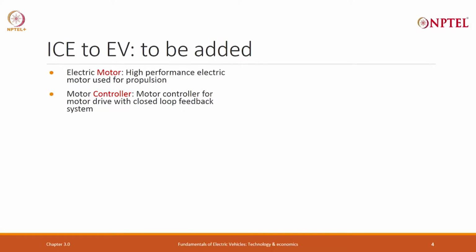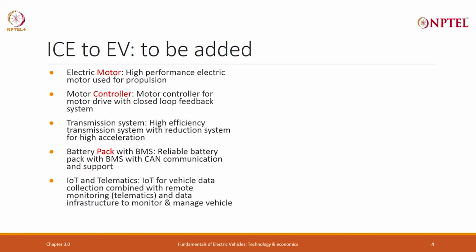Most important is the electric motor and controller. A high performance electric motor is used for propulsion, for movement, and a controller controls the motor. Transmission system: it requires a very limited amount of gear, and yet you may require some transmission. Gear is of course there, a single gear is absolutely required. Battery pack with BMS, that is a very important component.